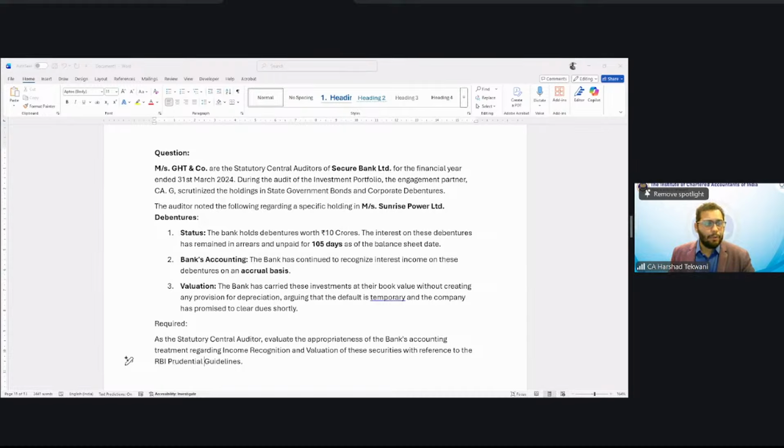So tell me whether this is appropriate, yes or no? No, sir. The bank is not appropriate. Okay, the bank is not appropriate. What should be the treatment over here? Very good, Ayush. What should be the treatment over here?